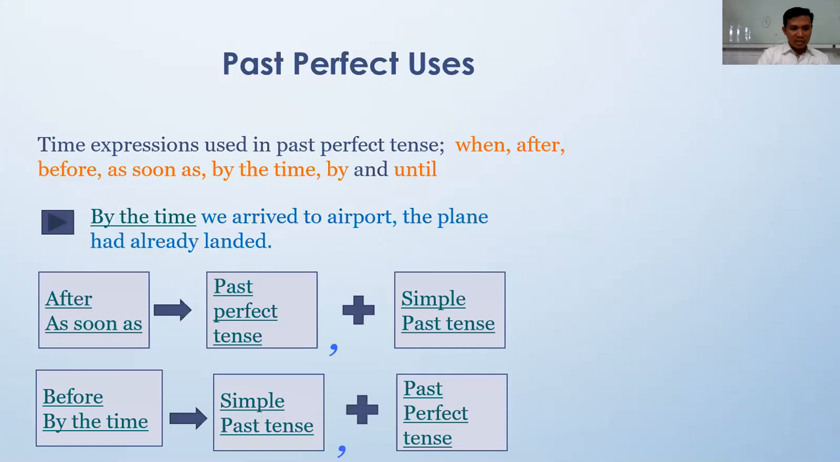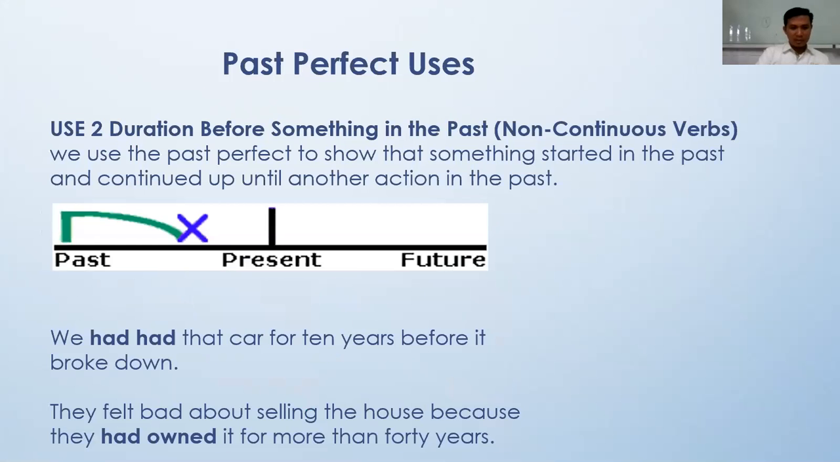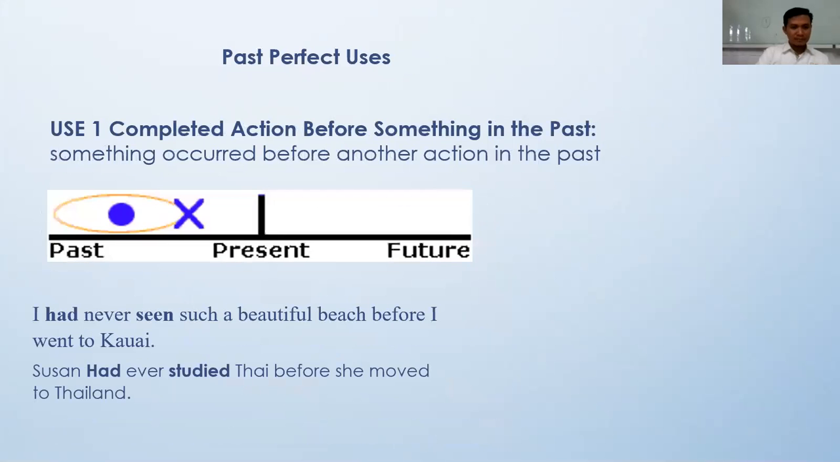I think I made a mistake here, sorry. So this one, after is followed by past perfect tense, and before is followed by simple past tense. Okay, let me show you the sample.